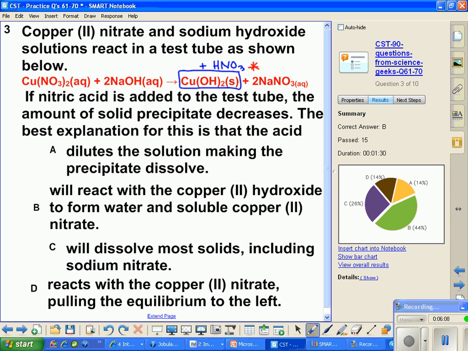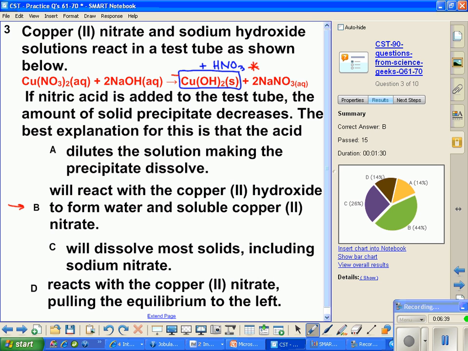And that is that the copper hydroxide, copper 2 hydroxide, is reacting with this acid. Remember, an acid plus a base give you water and a salt. When that happens, that means that the copper 2 hydroxide is being dissolved. So letter B describes that perfectly. It says we'll form water and soluble copper 2 nitrate.